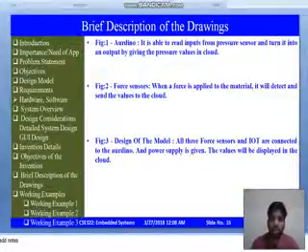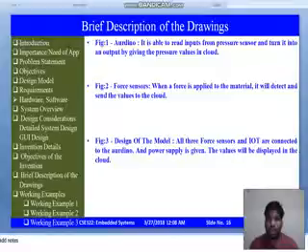And let me give a brief description of the drawings. In the first figure, it's the Arduino. It is able to read the inputs from the pressure sensor and turn them into an output by giving the pressure values in the cloud. In the second figure are the force sensors. When a force is applied to the material, it will detect and send the values to the cloud. In the third figure is the design of the model. All three force sensors and IoT are connected to the Arduino, and the power supply is given, and these values will be displayed on the cloud.